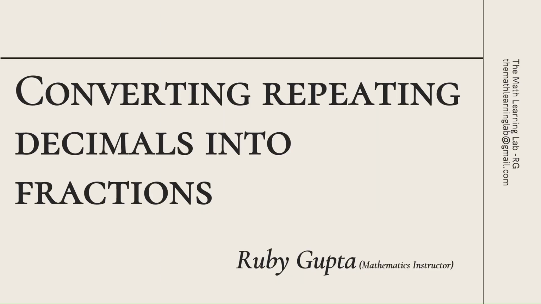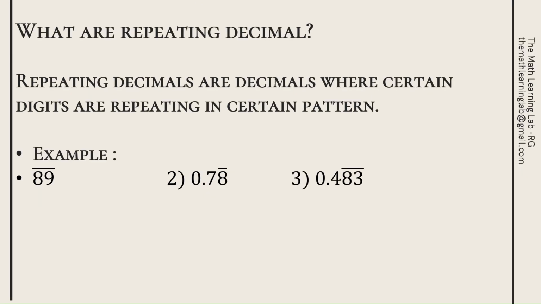So, coming back to converting repeating decimals into fractions. What are repeating decimals? Repeating decimals are decimals where certain digits repeat in a certain pattern. Remember, we can convert a repeating decimal into a fraction only when it repeats in a pattern. If not, it is an irrational number and we cannot do anything. For example, 0.89 repeating. The bar over the number represents that these digits are repeating. For 2, 0.78 repeating, you can think of 0.78888 going on and on.